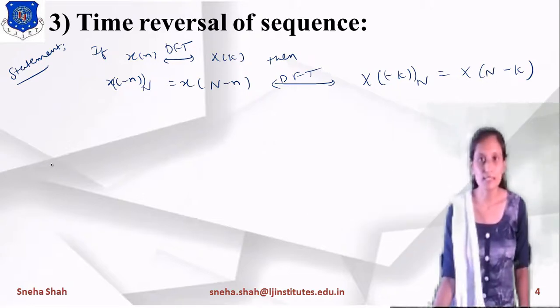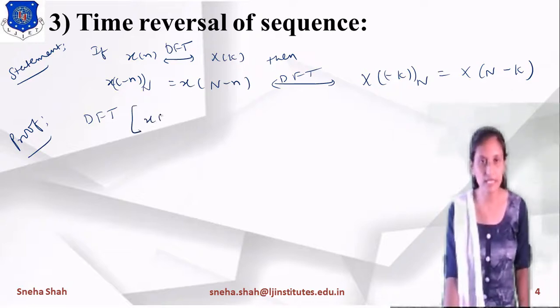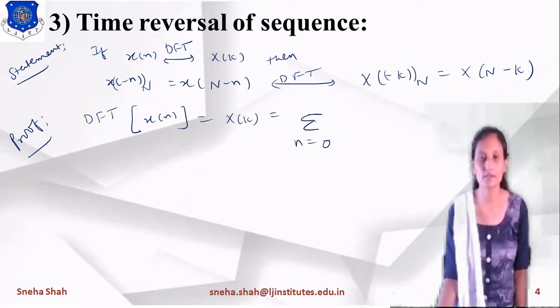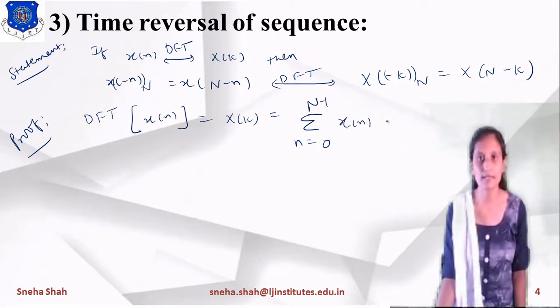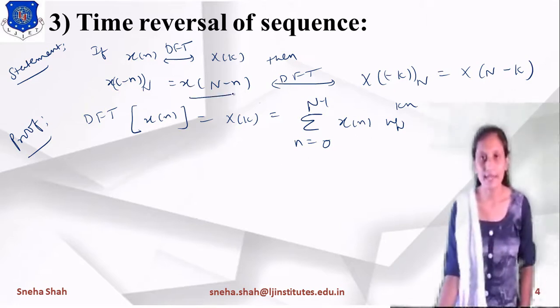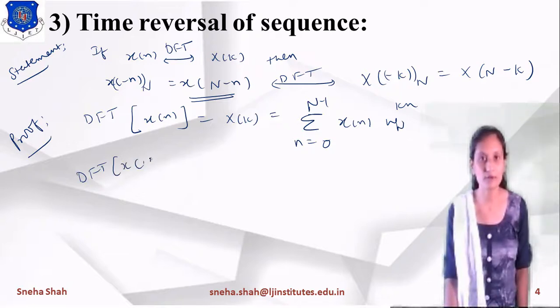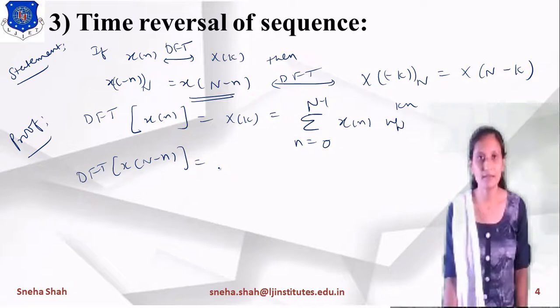Now if you want to prove this property, then what will be the proof? To prove this property, we will start with the equation of DFT. What is the equation of DFT? If we find DFT of x of n, then it gives you the answer X of k, and the value of it equals summation n equals 0 to N minus 1 x of n into W_N raised to kn, right? Now instead of this x of n, if we take x of N minus n, then it will also be the same, because after N number of samples it will be in the repeating form. So instead of this n, I am taking N minus n.